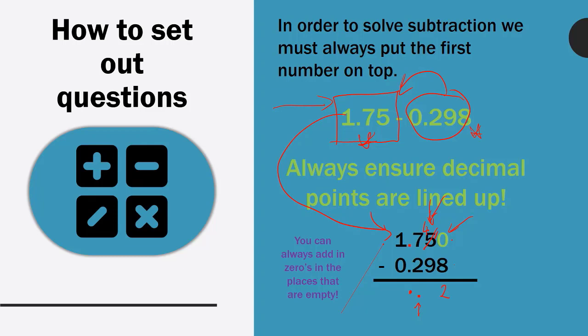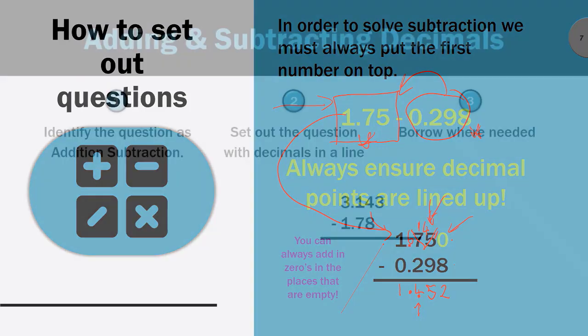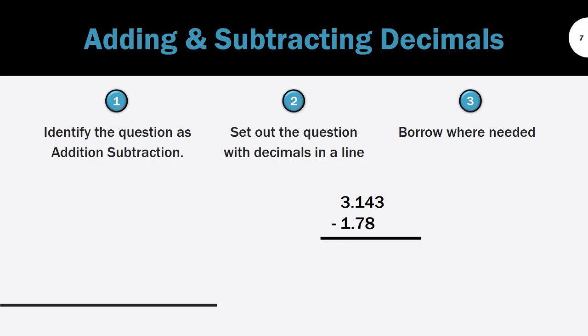Here, once again, I'm doing 4 take away 9. Well, I can't do that. So I need to borrow from my 7, which becomes a 6, and my 4 becomes a 14. So 14 take away 9 gives me 5. Then 6 take 2 gives me 4. And then 1 take 0 gives me 1. So my answer there would be 1.452.